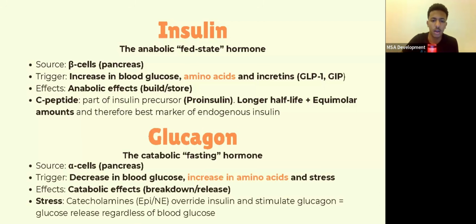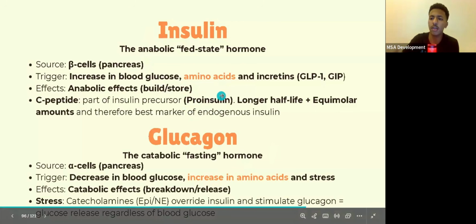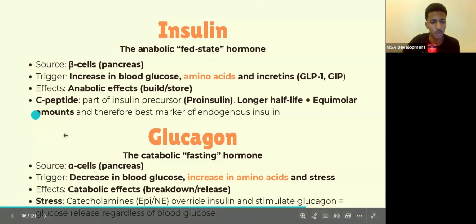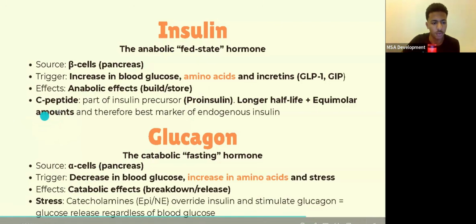in stress. Now, if you can recognize this, an increase in amino acids is common in both. So when you get increased amino acids, or when you eat a protein-rich meal, you're going to increase both insulin and glucagon. For different reasons, of course, but you're going to still increase insulin and glucagon. And the effects of glucagon are catabolic, which is breakdown or releasing. And we spoke about a unique thing related to insulin, which was C-peptide.